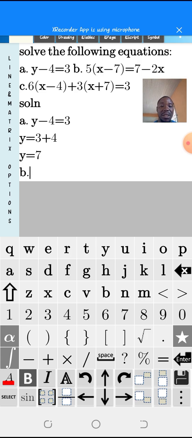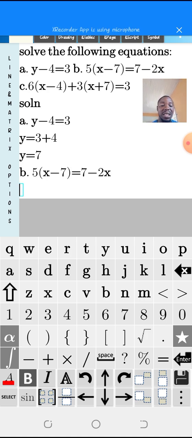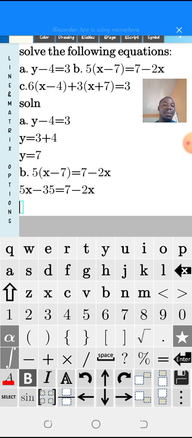Then let's look at the b, where we have 5 bracket open, x minus 7, equal to 7 minus 2x. If you have situations like this, what we do is to first of all clear the bracket. How do we clear the bracket? We are going to use the 5 to multiply the x and the minus 7. So 5 multiplied by x gives us 5x minus 35, because 5 times minus 7 is minus 35, then equals 7 minus 2x. So you see we have cleared the brackets now.